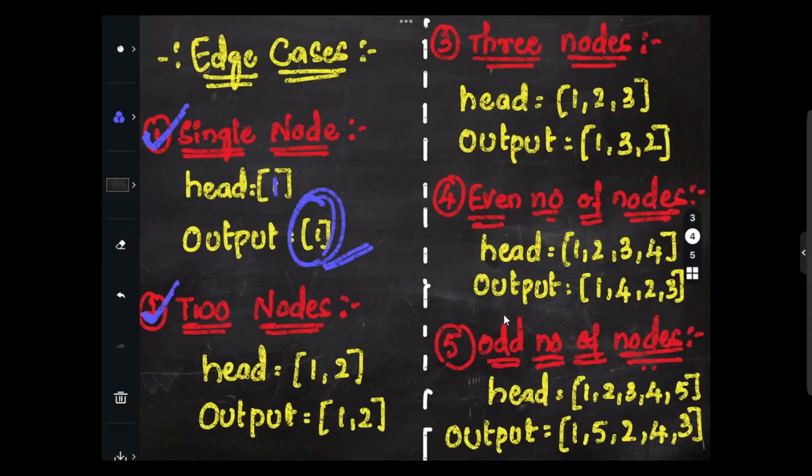So let's move on with the second edge case, 2 nodes. We have 2 nodes, 1 comma 2. No interleaving is possible here because we have only 2 nodes. So the output will be quite obviously 1 comma 2 itself, right? So simple to understand.